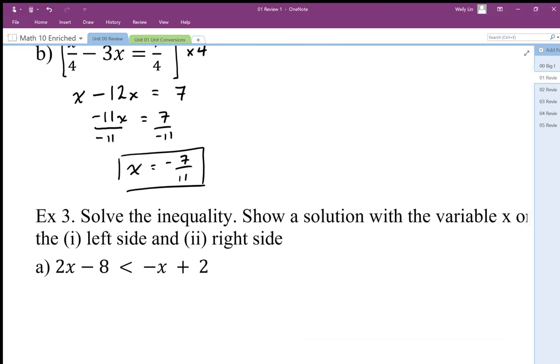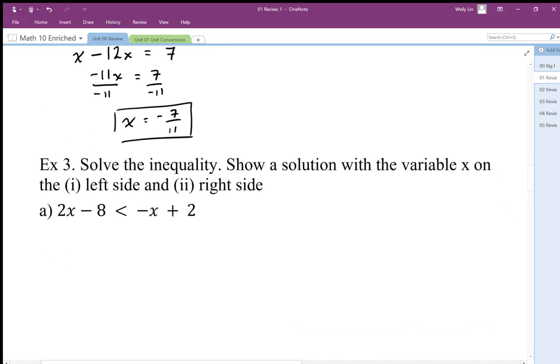Okay, so inequalities. So how do I solve for inequalities? Well, I can solve for inequalities just the same way. It works just like equations. We just have to remember that if we ever times or divide both sides by a negative, we end up having to flip the inequality. That's the only difference between inequalities and equations. Otherwise, everything works the same.